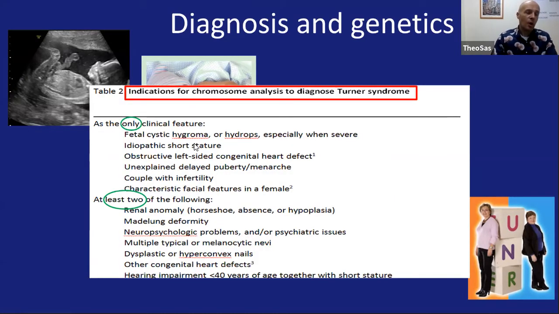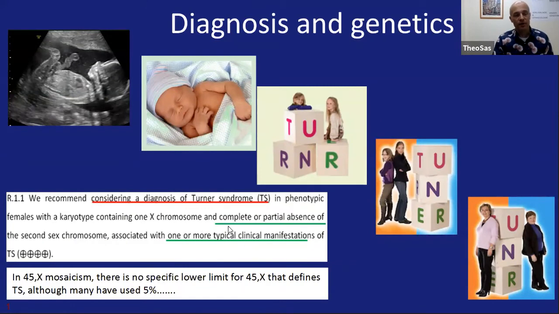So if you have a girl or woman with only one of these signs, or at least two, you have to think that it could be Turner syndrome. And then you have to do the karyotype. And if you have a complete or partial absence of the second sex chromosome, and you have one or more typical clinical manifestations, then we can say this is Turner syndrome.